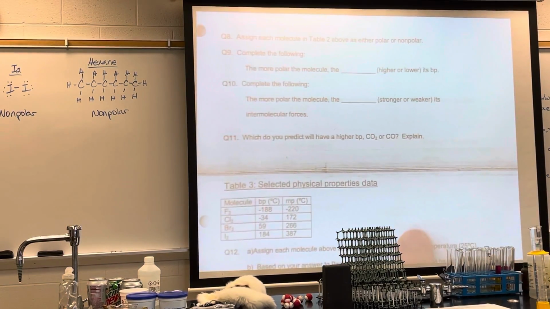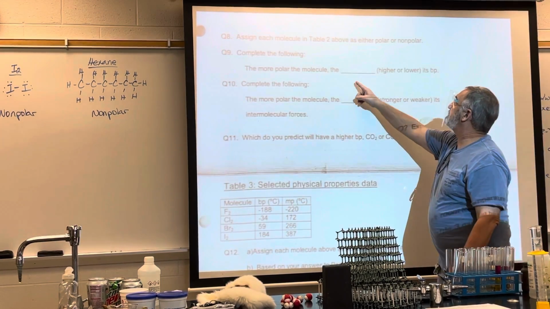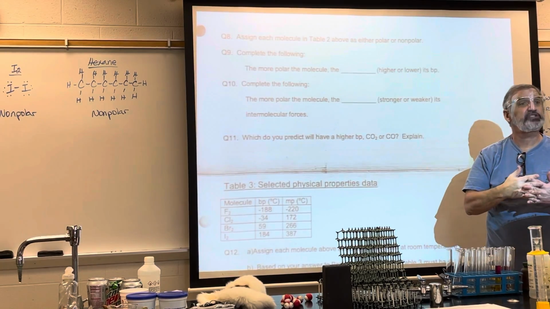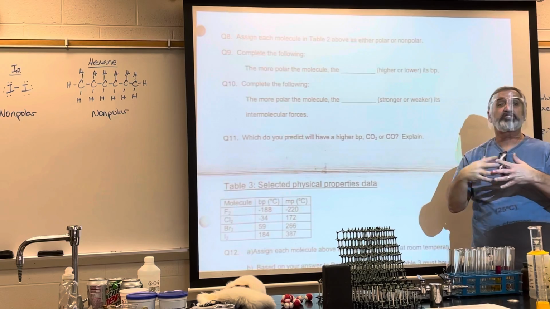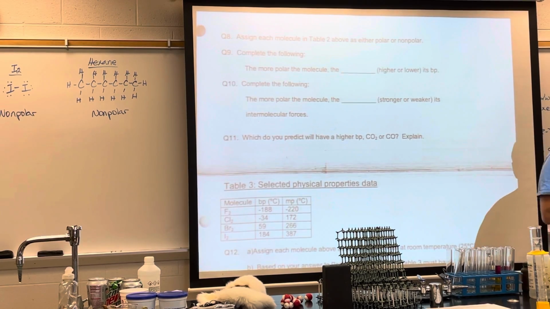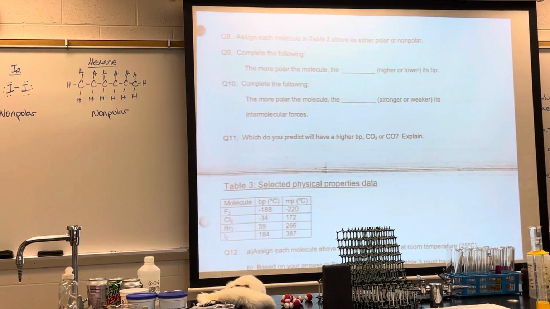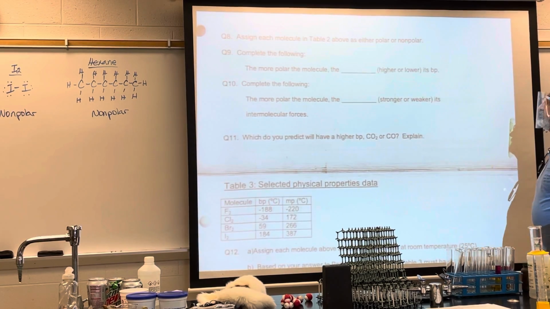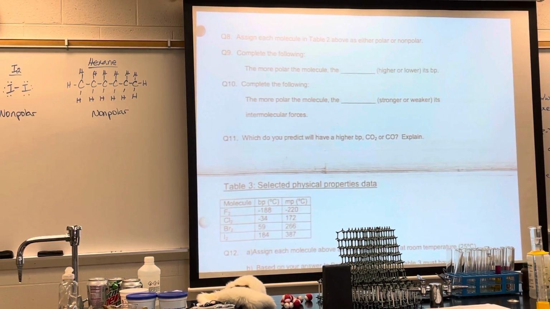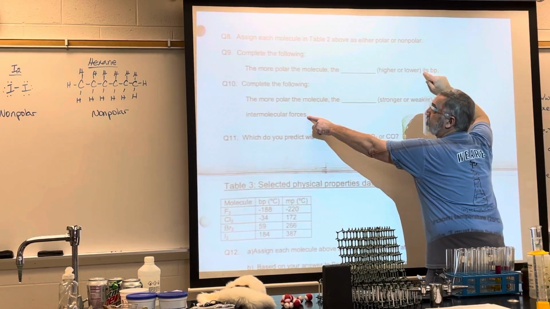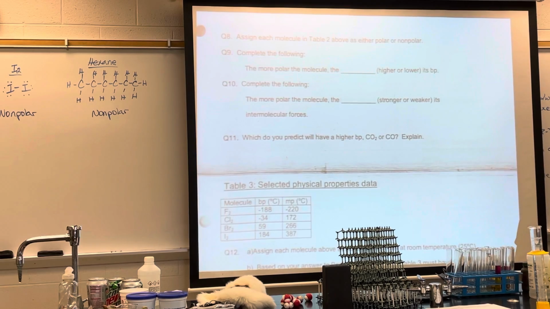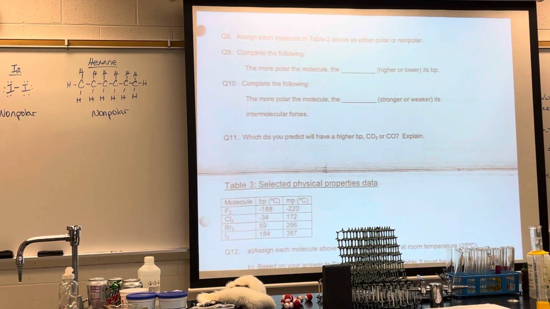Okay, so assign each molecule as polar, we just did that. What does this mean? The more polar the molecule, what does that mean about the higher or lower? Higher, because it's going to have stronger dipole-dipole attractions. And then the more polar the molecule, the stronger its intermolecular forces. These two go together. The stronger the intermolecular forces, the higher the boiling point. They're directly proportional to one another. Stronger forces, higher boiling point. It takes more energy to break them apart.